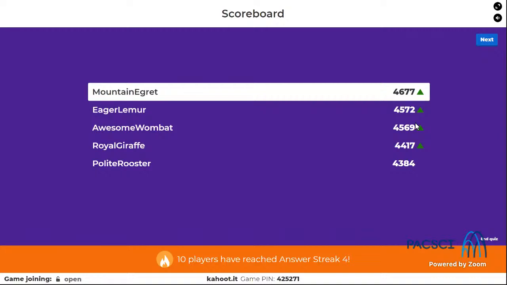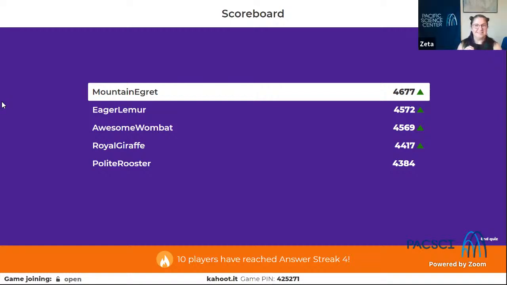Mountain Egret jumped up, nicely done. Polite Rooster is still in the hunt right there. We now have 10 players who have reached the answer streak. A four, well done. But politely in the hunt. Politely in the hunt, of course.